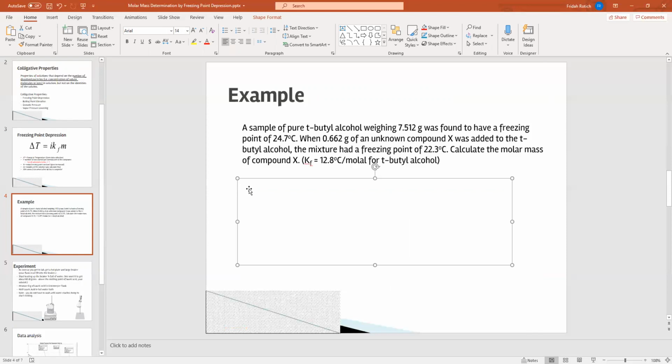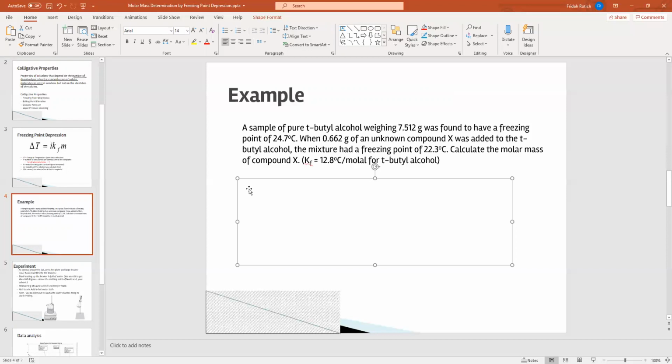So the question says a sample of pure t-butyl alcohol whose weight is 7.512 grams was found to have a freezing point of 24.7 degrees Celsius. When 0.662 grams of an unknown compound X was added to the alcohol, the mixture had a freezing point of 22.3 degrees Celsius. Calculate the molar mass of compound X. And then we are given the molar freezing point constant value as 12.8 degrees Celsius per molal for t-butyl alcohol.